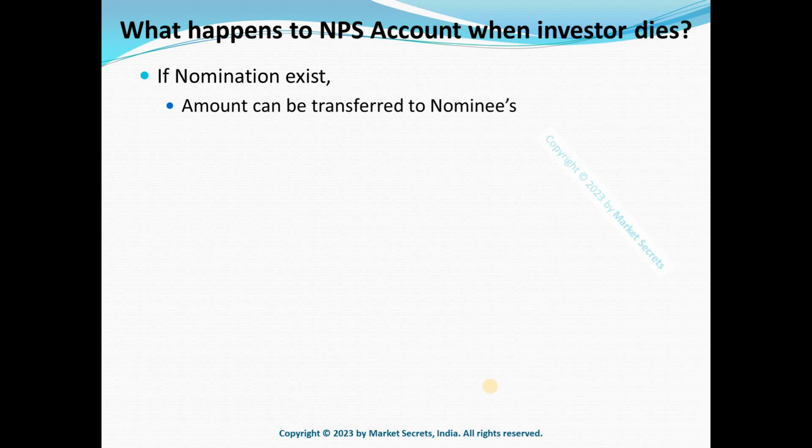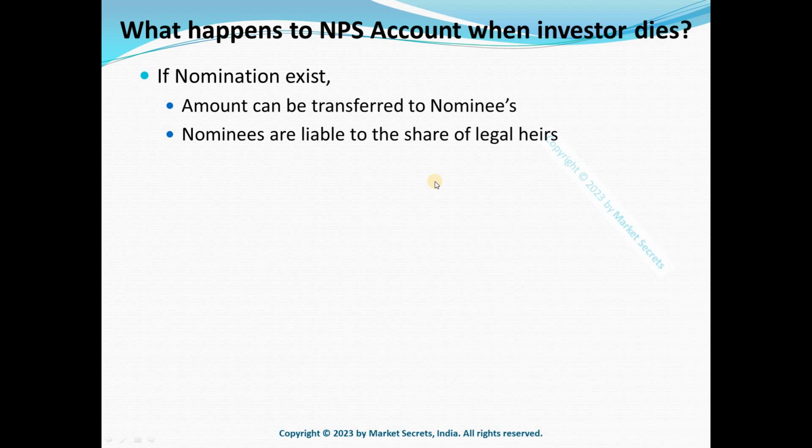Okay, if there is a nomination that exists for the NPS account, in that case, the amount can be transferred to the nominee's account directly on the approval of the claim form. Okay, so once the claim form is submitted, NPS will validate, and if everything is right, they'll approve the transfer of money to the nominee's bank account. So that's straightforward. And now nominees are liable to share with the legal heirs.